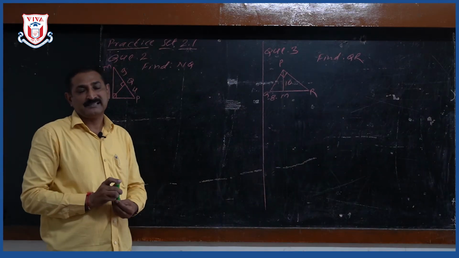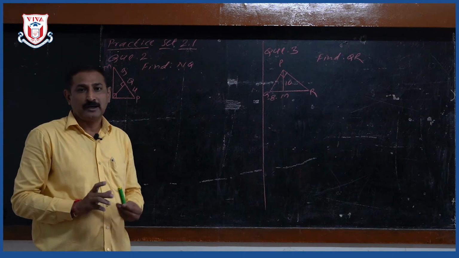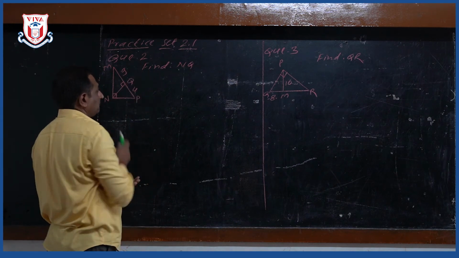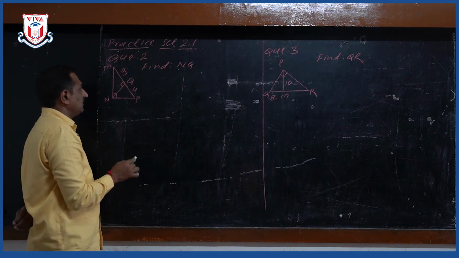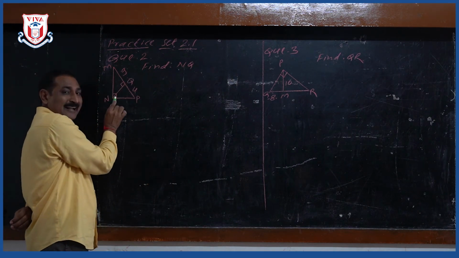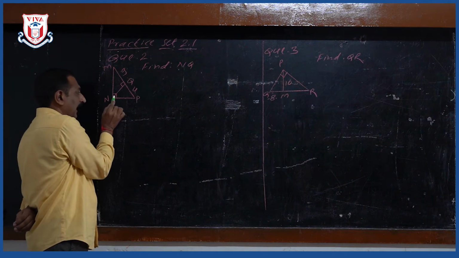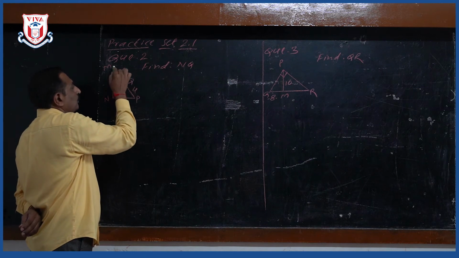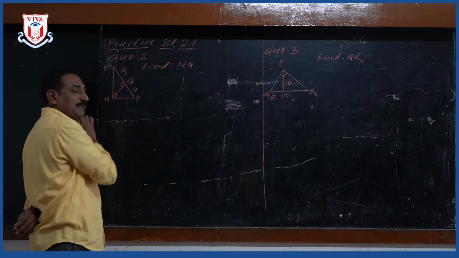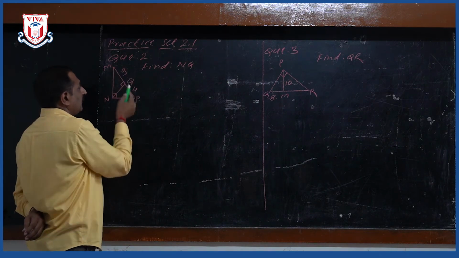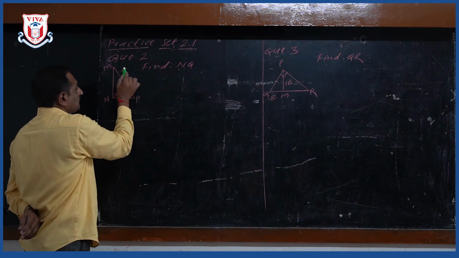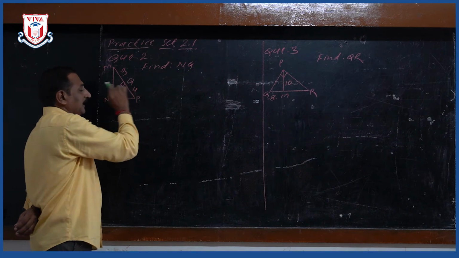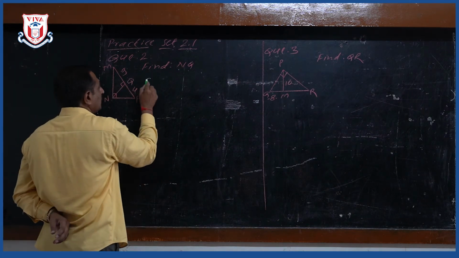Now, the examples depend on the theorem of geometric mean. Practice set 2.1, question 2. What is given? MNP is a right angle triangle. Angle N is 90 degrees. Again, segment NQ is perpendicular to hypotenuse MP. This is given. What do you find here? NQ. MQ is 9, QP is 4. You find this NQ.